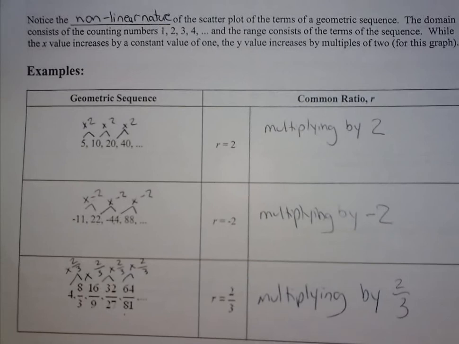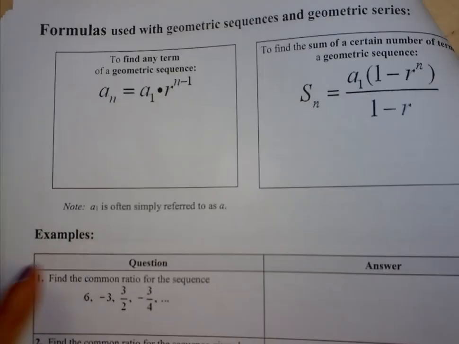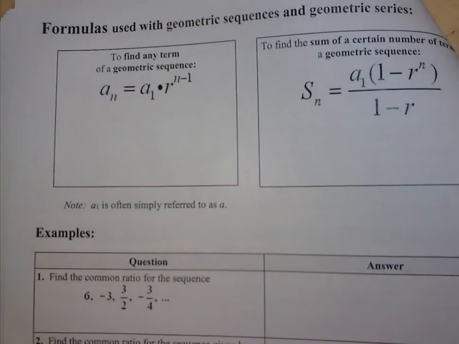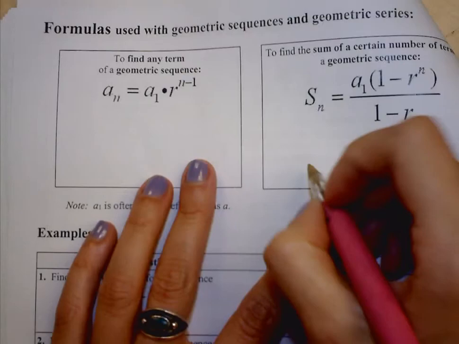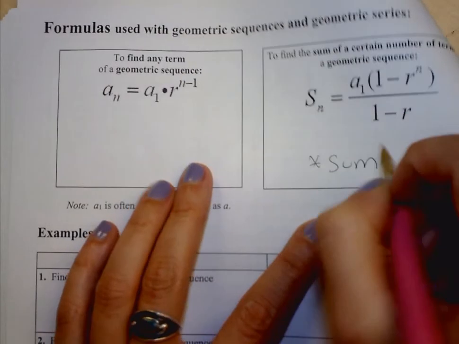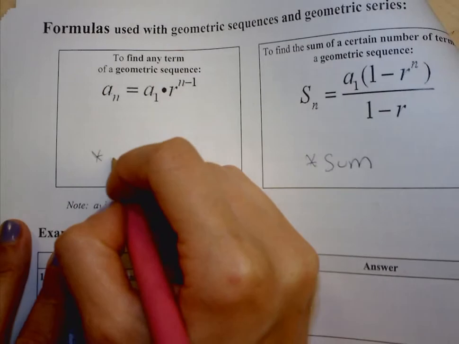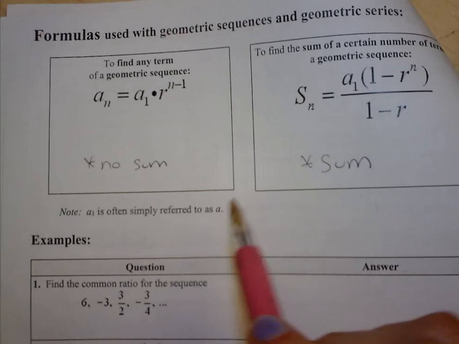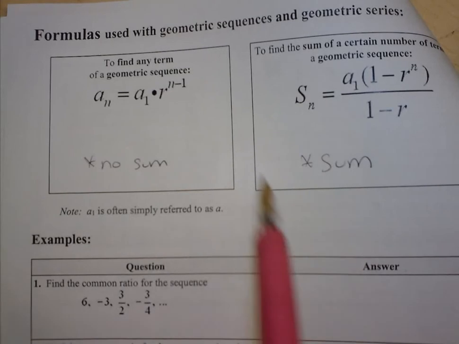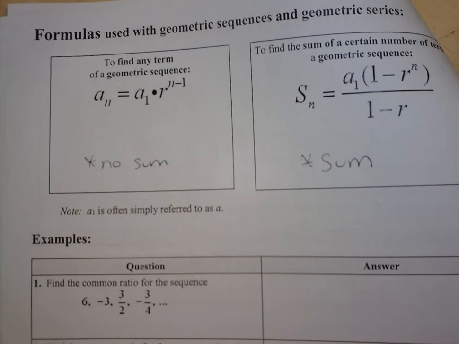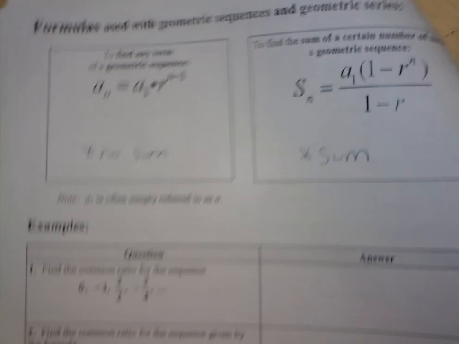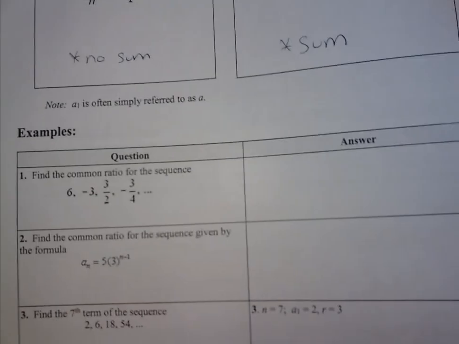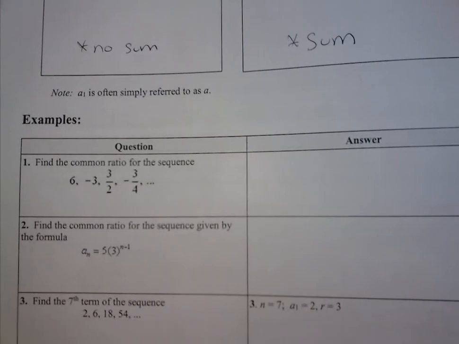Let's flip the page over. We have two equations for geometric sequences and series, just like we had two equations for arithmetic. This one is for when we're talking about the sum, and this equation we use for everything except the sum. So whenever the question is talking about the sum, use this equation. When it's talking about anything else, use this one, okay? And I will be giving you guys these formulas on the test.